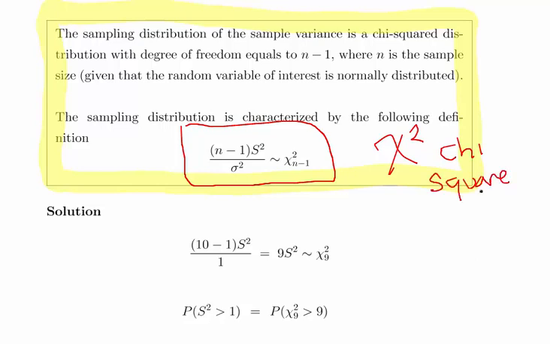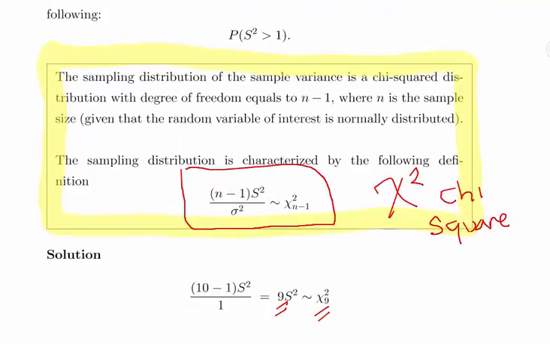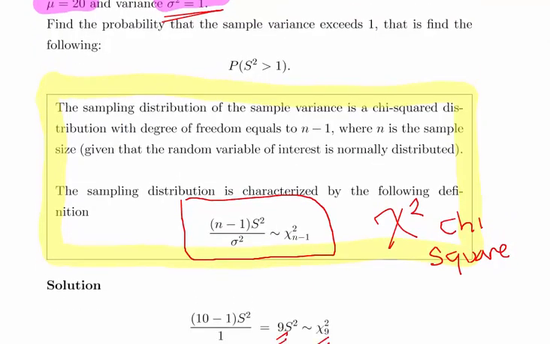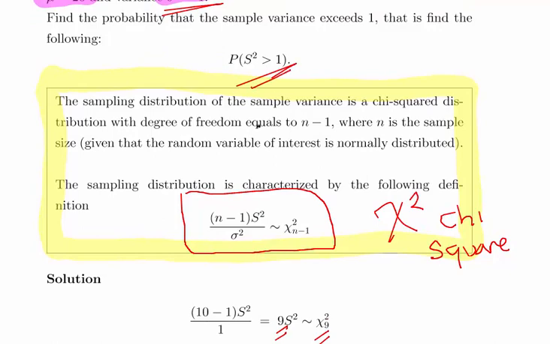Chi-squared. So in this case, n is equal to 10, so n minus 1 is equal to 9. And sigma squared from the question is 1. So (10 minus 1) times s squared over 1 gives us 9s squared, and that is a chi-squared random variable with degrees of freedom n minus 1, which is 9. So we're already off to a good start.